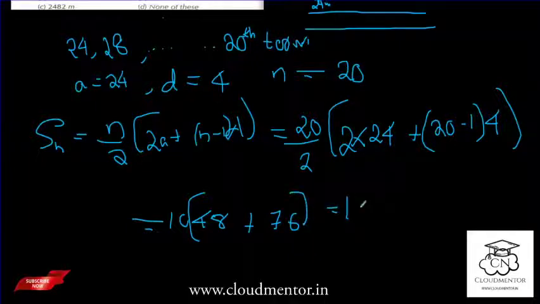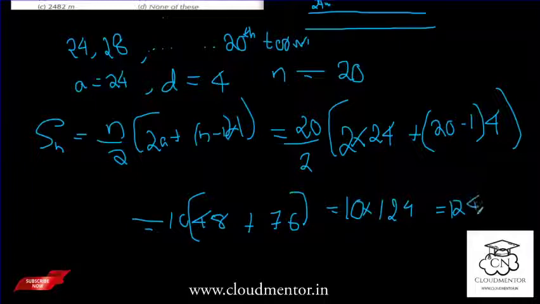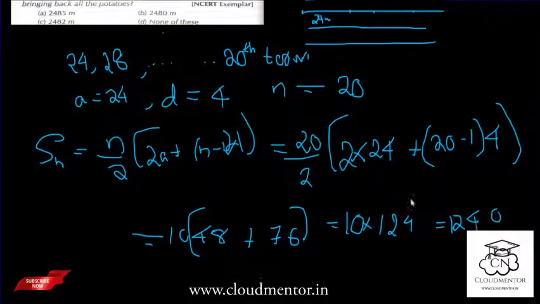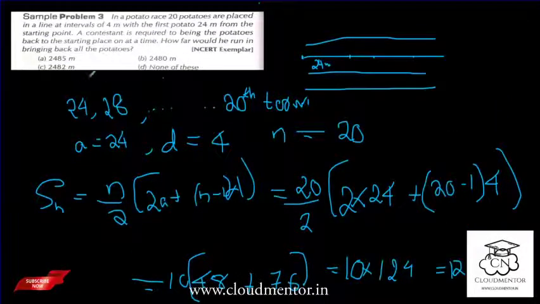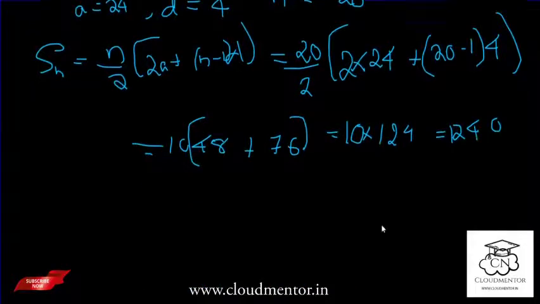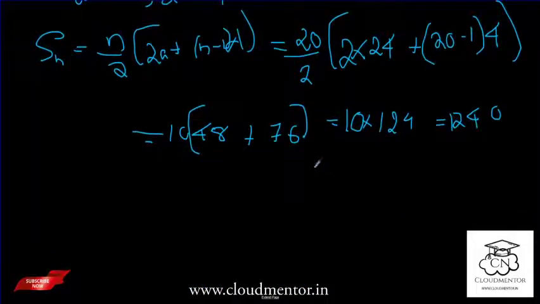So we got 10 multiplied by 124. So the answer is 1240. There will be an option like this, but it is wrong, because we have to take the double. The contestant is required to bring the potatoes back to the starting place.